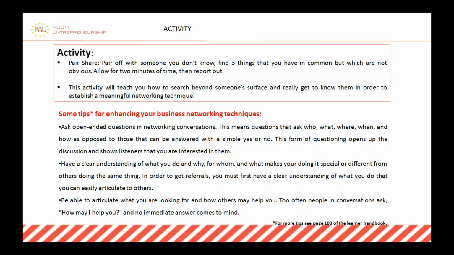Have a clear understanding of what you do and why, for whom, and what makes you different or special from the others doing the same thing in order to get referrals. You must first have a clear understanding of what you do so you can easily translate your interest to them. Be able to articulate what you're looking for and how others may help you. Too often, people in conversation ask, "How can I help you?" and no immediate answer comes to mind. For more tips, see page 108 of the Learner Handbook.